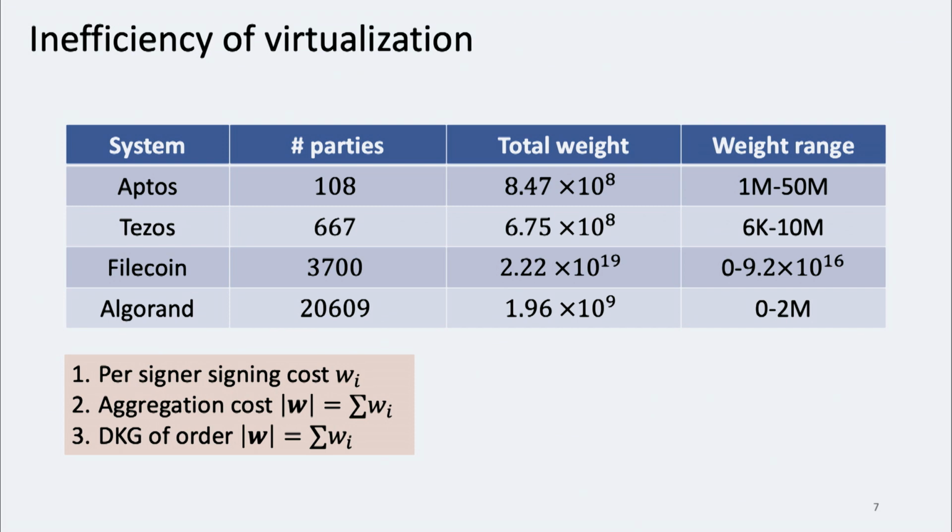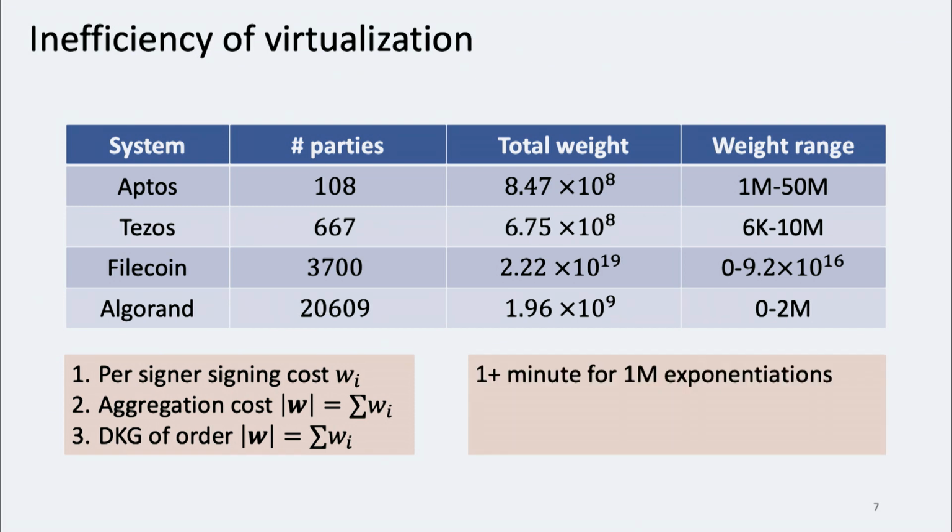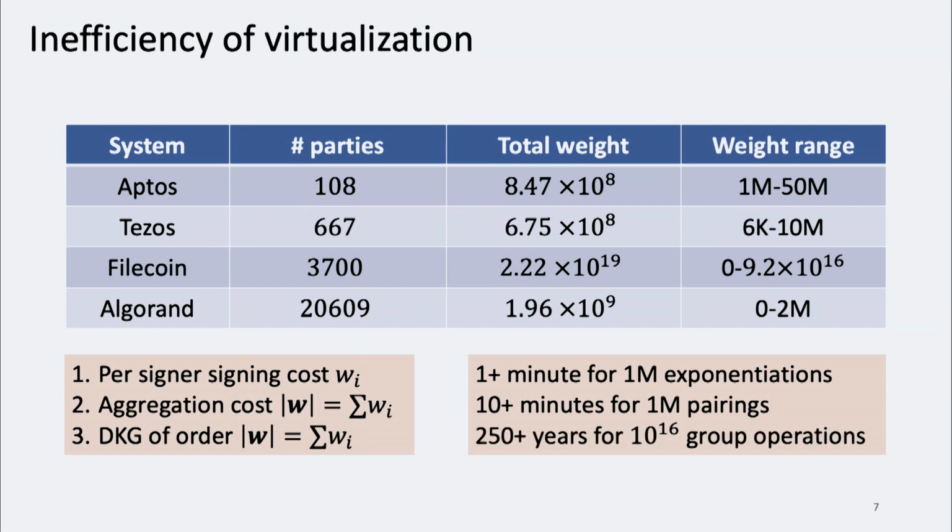So if you use this virtualization technique, then the per signing cost could be up to 1 minute. Some signers may have to play the roles of 1 million virtual signers. And the aggregation cost is also proportional to this, on the range of a billion. That would be at least 10 minutes. And the DKG is even worse, because this is a procedure that's cubic in complexity, and that's going to take hundreds of years. So this wouldn't work.